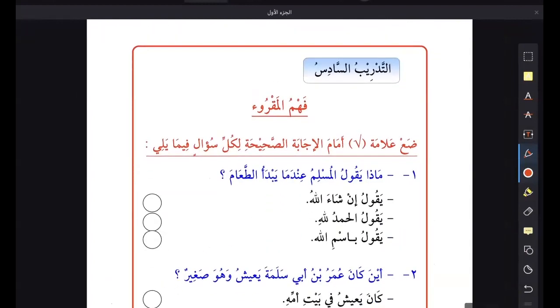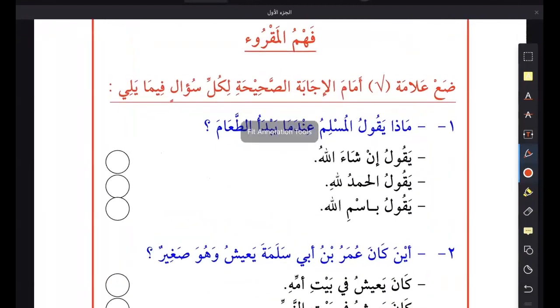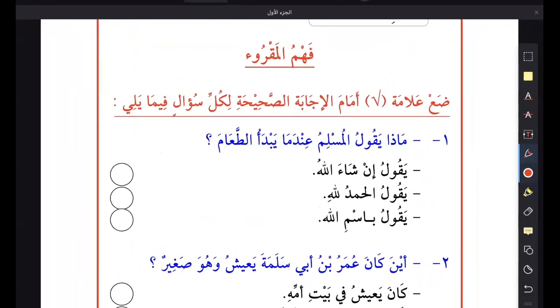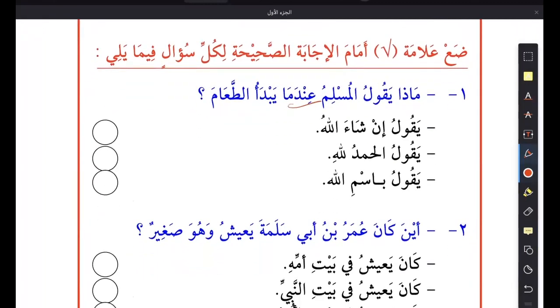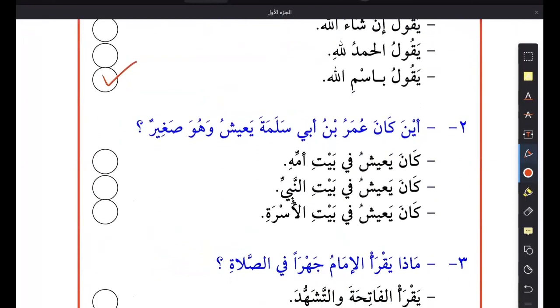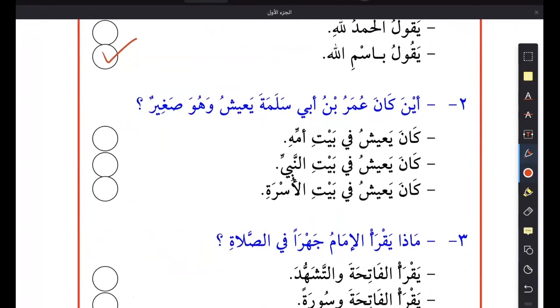Then we have التدريب السادس فهم المقروء, reading comprehension. Let's see what it says. ماذا يقول المسلم عندما يبدأ الطعام؟ What does the Muslim say? عندما means when. يبدأ الطعام, when he starts the food, right? So يقول بسم الله, right? So this would be that. أين كان عمر بن أبي سلمة يعيش وهو صغير؟ We just read this text, so it would be كان يعيش في بيت النبي.